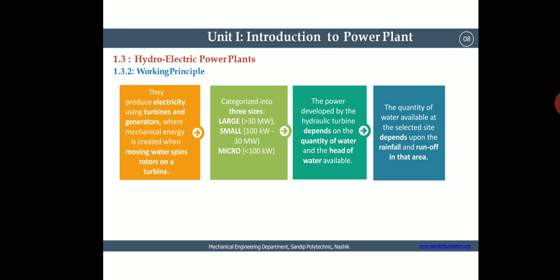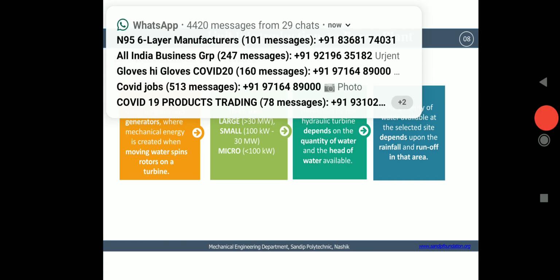Hydropower plants are categorized into three sizes basically. Whenever the power plant is producing greater than 30 megawatt, that is called a large power plant. Small power plants are from 100 kilowatt to 30 megawatt, and micro power plants are less than 100 kilowatts. These are called hydraulic power plants.